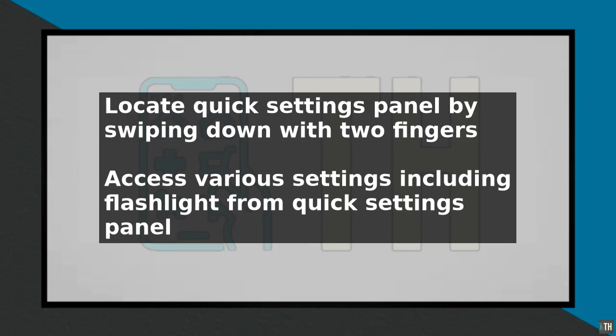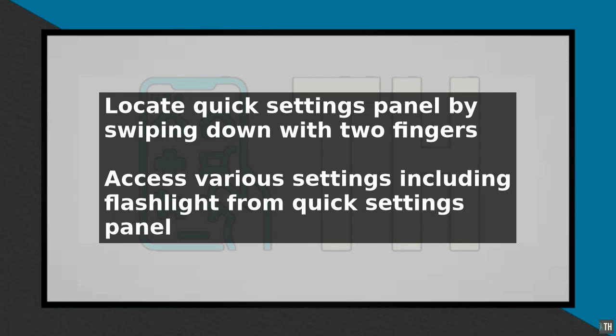First, locate the Quick Settings panel on your device, which is usually accessed by swiping down from the top of the screen with 2 fingers. This panel provides quick access to various settings, including the flashlight.